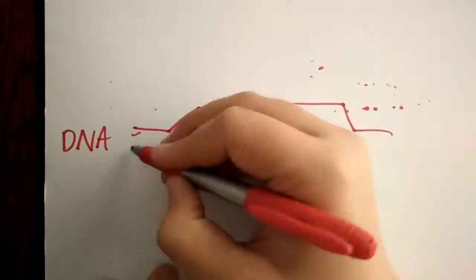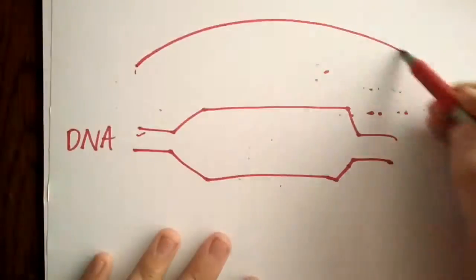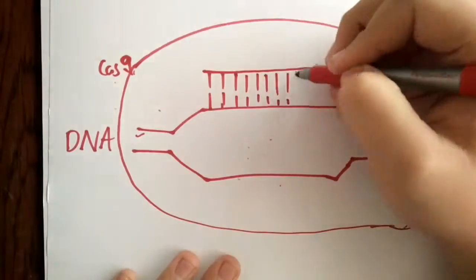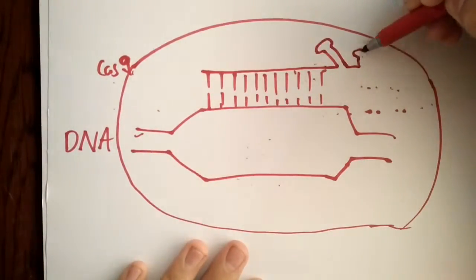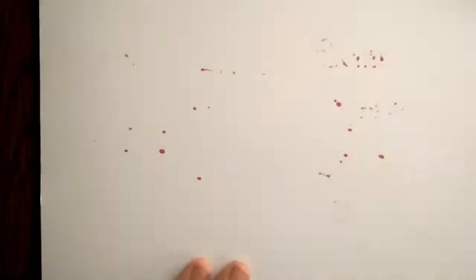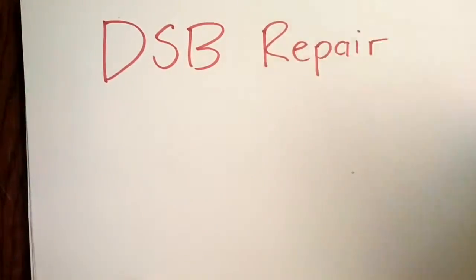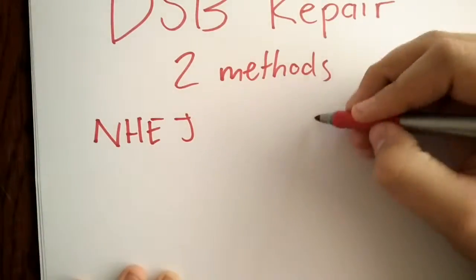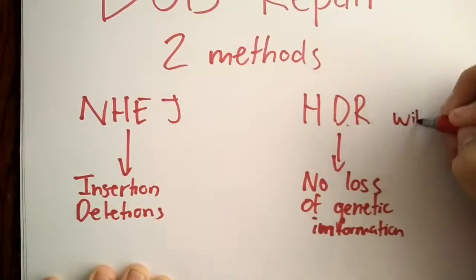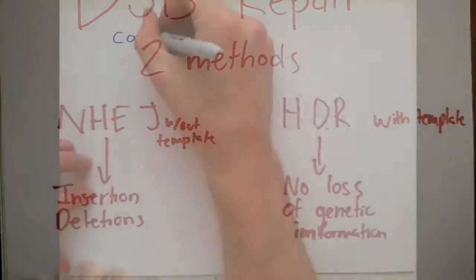The guide RNA consists of a 20 nucleotide sequence at the 5' end of the strand, which directs the Cas9 complex to the target site. This site must be directly adjacent to a PAM, or a protospacer adjacent motif. Nuclease-induced double-stranded breaks can be repaired by two methods: non-homologous end joining or homologous directed repair. If a template is included, homologous repair is more likely to occur, resulting in no loss of genetic information.